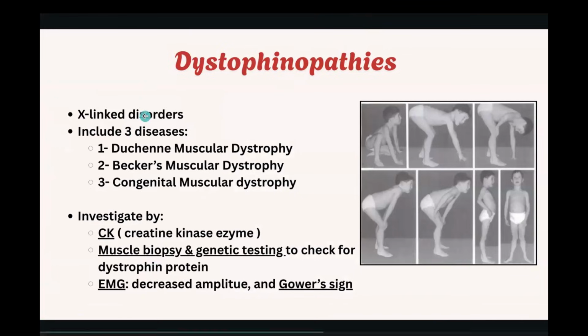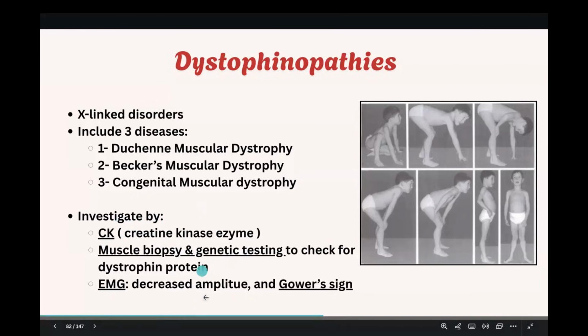So they're X-linked disorders. They include 3 diseases, sometimes 2, because not all people consider congenital muscular dystrophy as a dystrophinopathy. We're going to talk about this. So what are they? We have Duchenne muscular dystrophy, Becker's muscular dystrophy, and congenital muscular dystrophy. How do we investigate? We investigate by muscle enzymes. Again, we have CK or creatine kinase enzyme. We do muscle biopsy and genetic testing to check for the protein dystrophin.